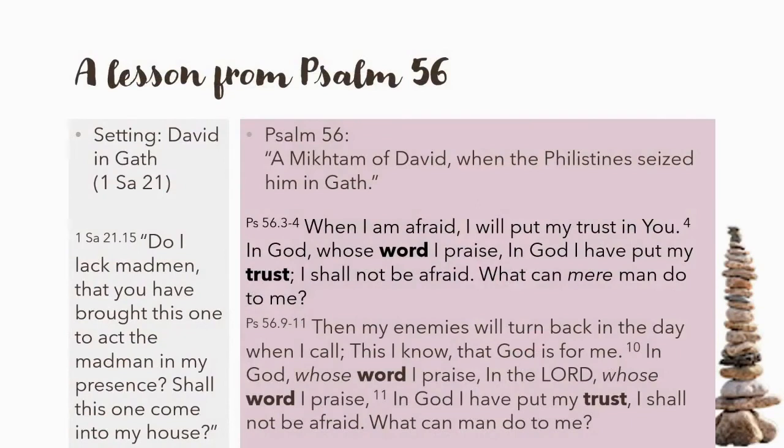When I am afraid, I will put my trust in you, in God, whose word I praise. In God I have put my trust. I shall not be afraid. What can mere man do to me? And then later on, verses 9 through 11. Then my enemies will turn back in the day when I call. This I know, that God is for me. In God, whose word I praise, in the Lord, whose word I praise, in God I have put my trust. I shall not be afraid. What can man do to me?